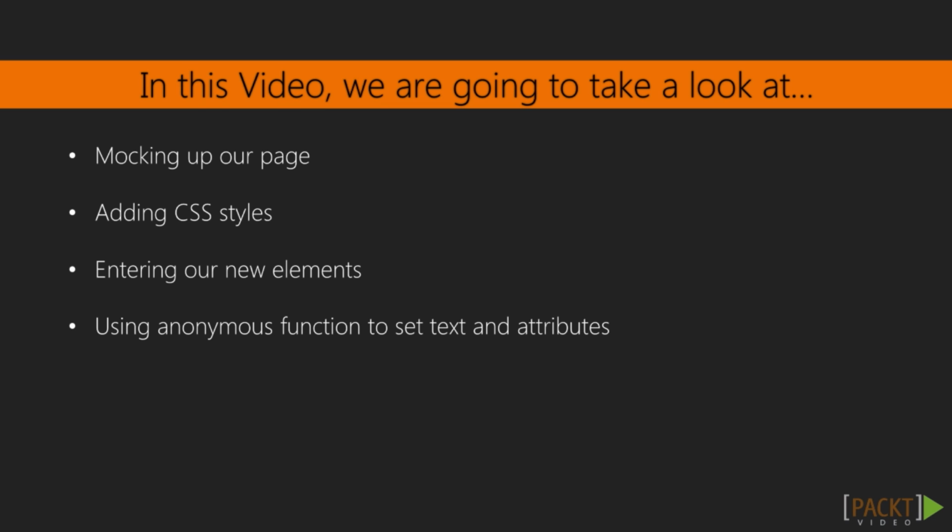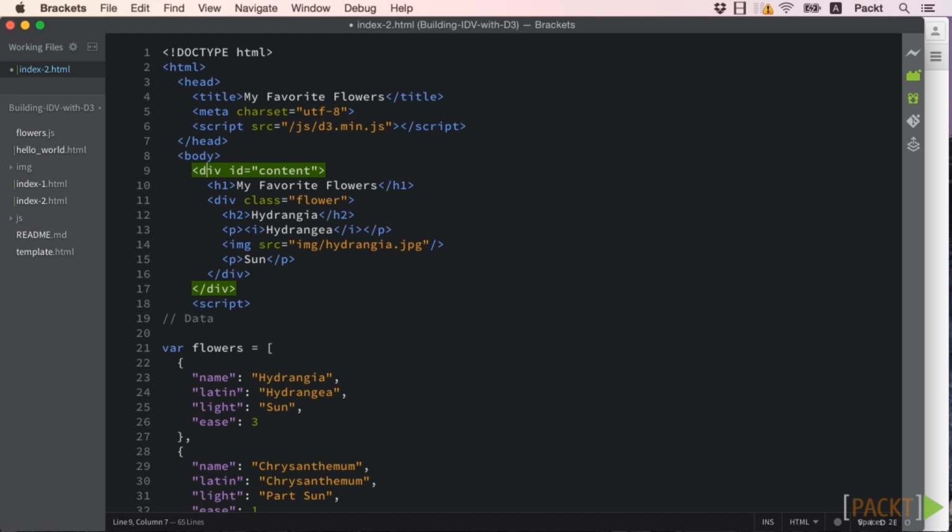Before we dive into adding the rest of our data fields to the page, let's come up with an HTML structure for what we want each data point to display. This will help us a little bit when we try to transform the static HTML into a page created dynamically using D3 JavaScript. Based on the data fields that we have, name, Latin name, type of light required, and ease of care, we model our HTML statically, as this will help us when we try to create these elements dynamically via D3.